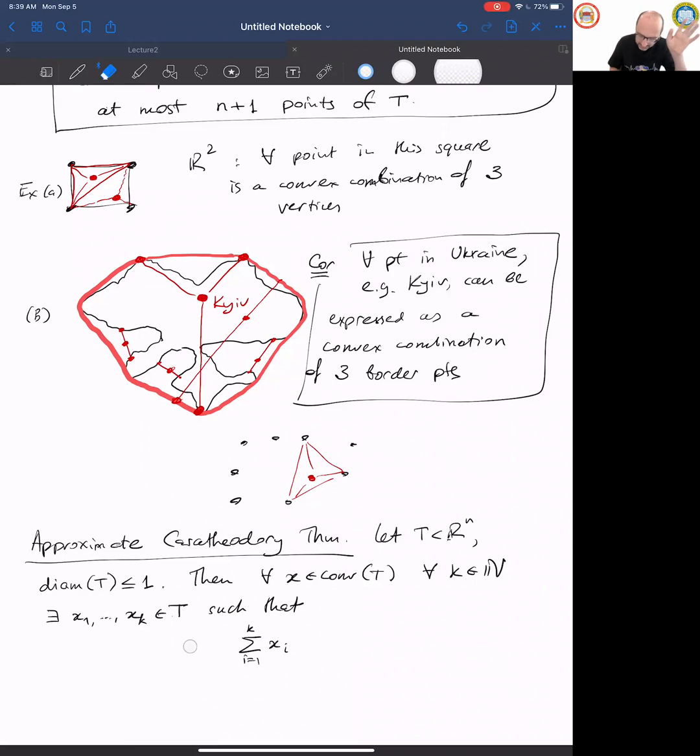I can represent X as a convex combination. Moreover, I can represent X as a convex combination with the same weights. Crazy. Same weights. All of them need to sum to 1, so they should be 1 over k each. And the error, which I measure in the usual distance, I will denote it with the norm 2. That's the usual distance in R^n. It is less than 1 over root of 2k.